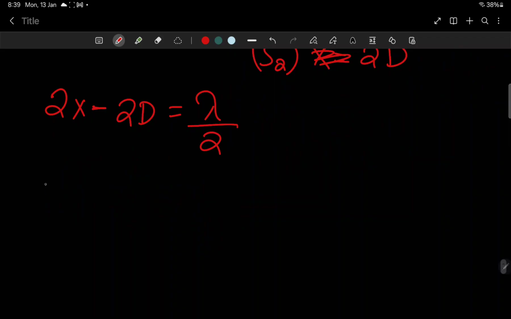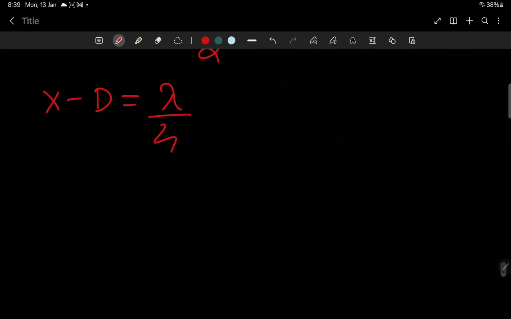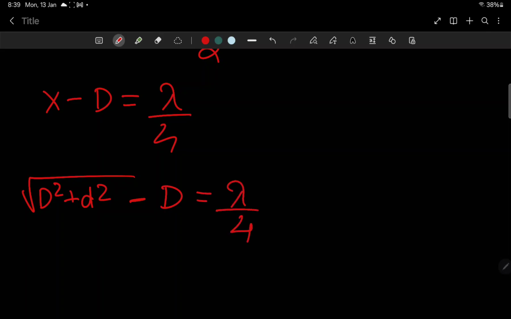Let us take this 2 common and bring it to the other side. That is x minus d equal to lambda by 4. What is x? That is root of d square plus d square minus d is equal to lambda by 4. We should find the small d. We should find what? Small d. Okay.